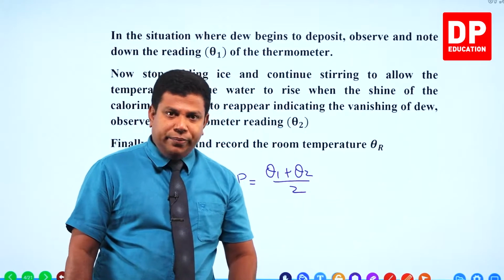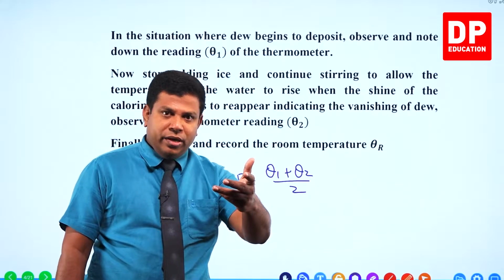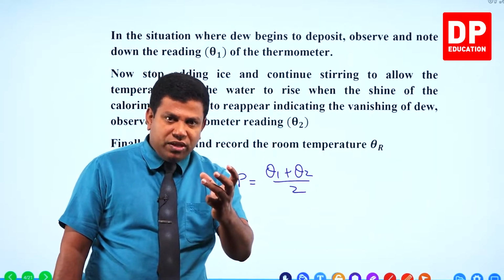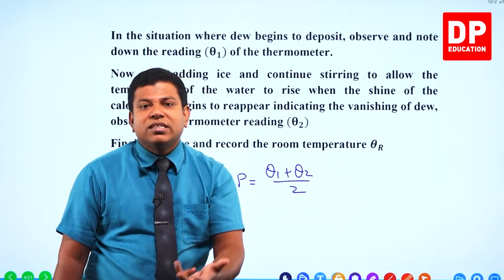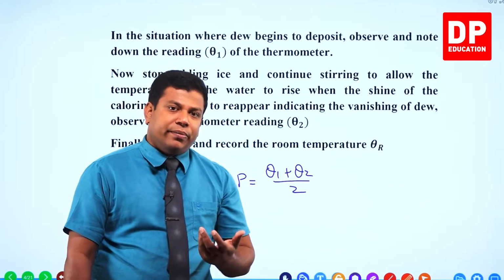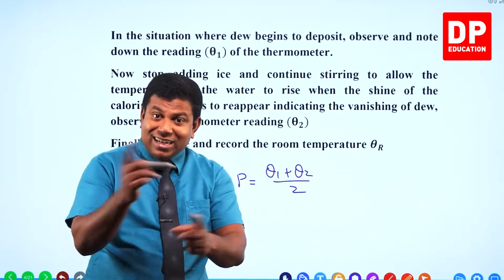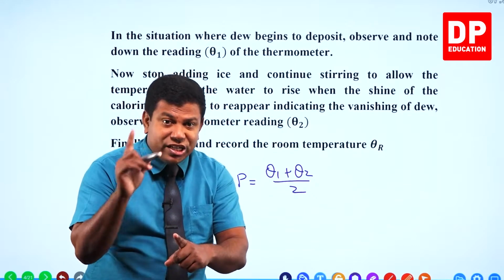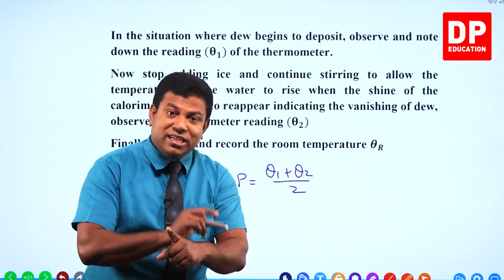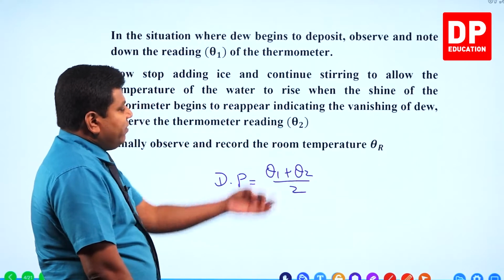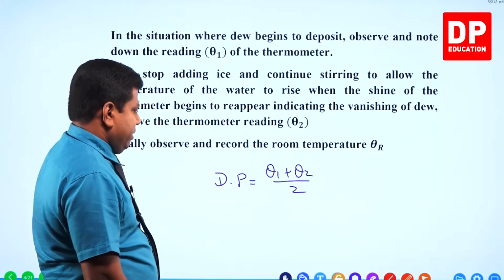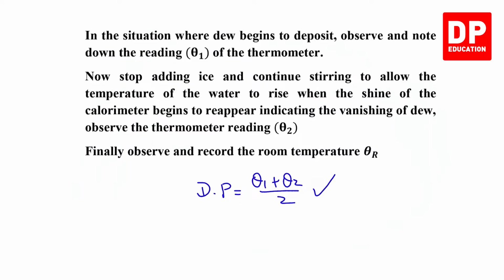θ1 is the temperature when the dew forms, when the shininess of the outer surface vanishes, right? When the surface gets tarnished, θ1. θ2 is when it returns, that means when the dew vanishes and the shiny surface returns, right? Finally, observe and record the room temperature, θr. So you got the dew point like this, and you got the θr.